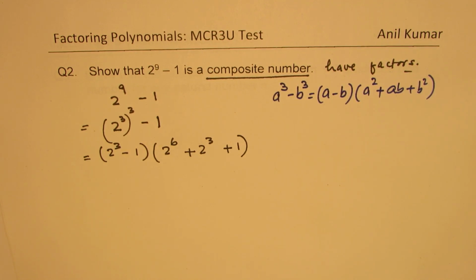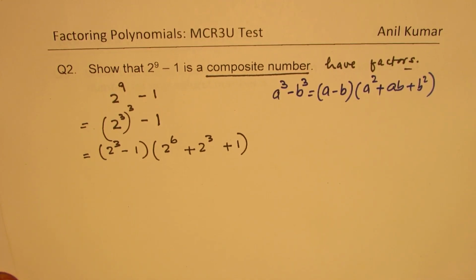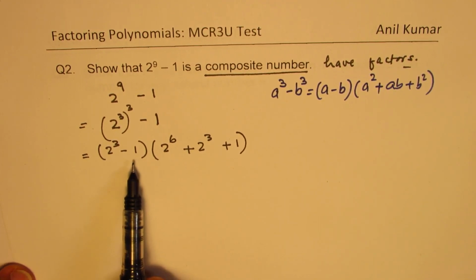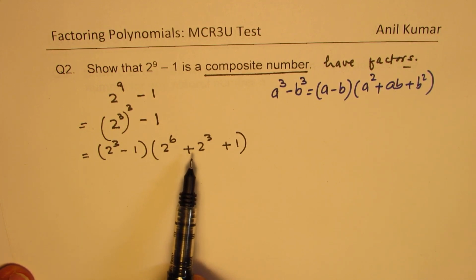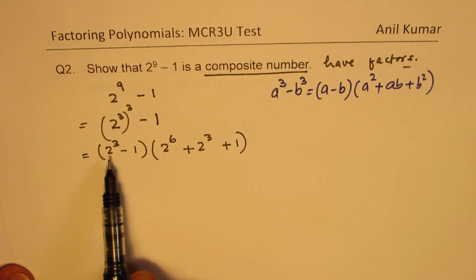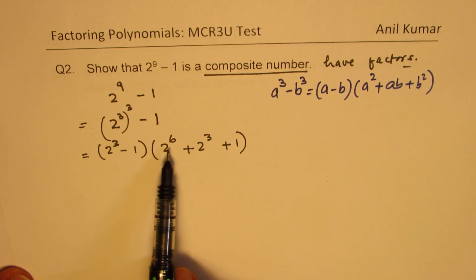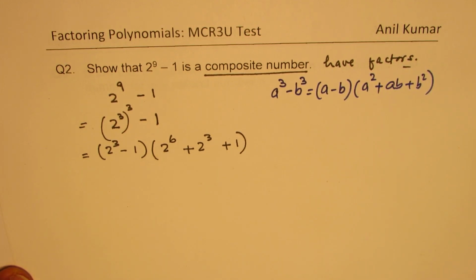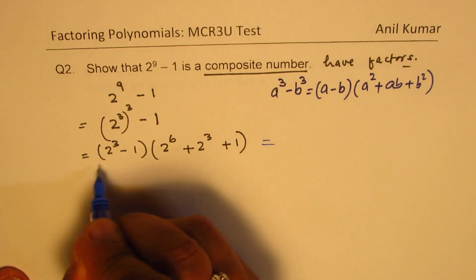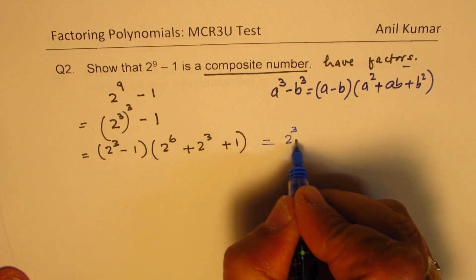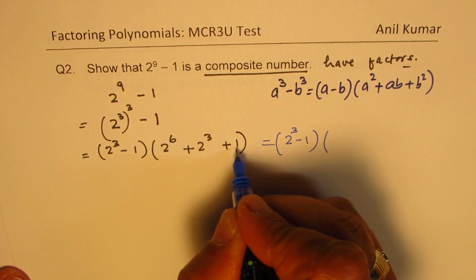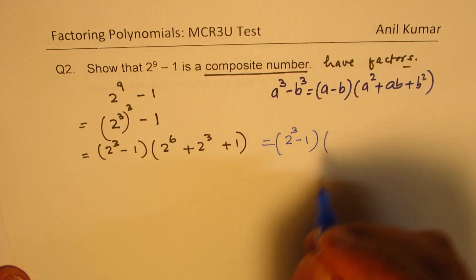Do you get an idea, right? So we actually factored it. Since we factored, we know it is a composite number. Is that clear to you? You could further factor. It is 2 cube, a cube minus b, all this. And see, the interesting thing is that we could write this in this form also. 2 cube minus 1, and 1 could be written as 2 to the power of 0.